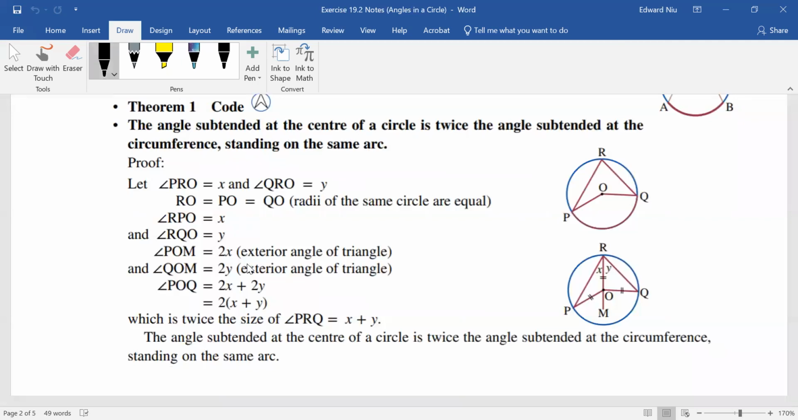So all it's saying is PRQ, this angle here, is half of POQ. So PRQ, this angle, that looks like a right angle.